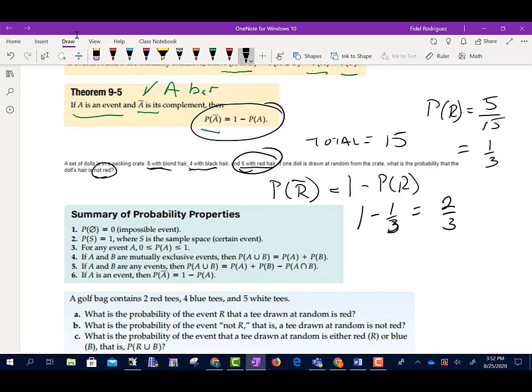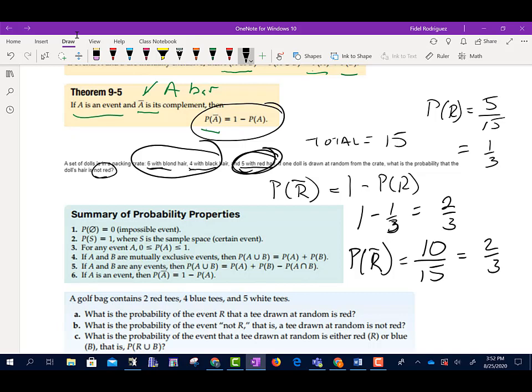The other way I could do it, if I wanted to find the probability that it's not red, is I could say out of the 15, if I know that 5 are red, then 6 plus 4, which is 10, would not be red. And again, if I divide them both by 5, we still get 2/3, right? So either way we do it, we're going to get the same thing.